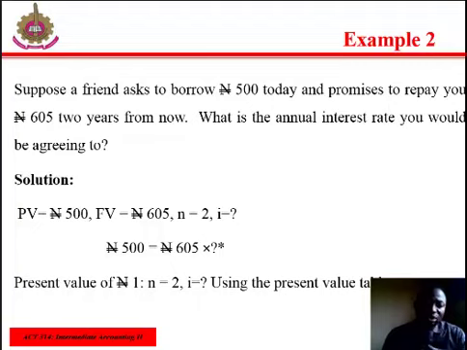By our calculation, the present value of 1 naira where n is equal to 2 and i is unknown, using the present value table 2 in your study guide, you search for row 2, that is n is equal to 2, for this value and find it in the 10% column. So the effective interest rate is 10%.